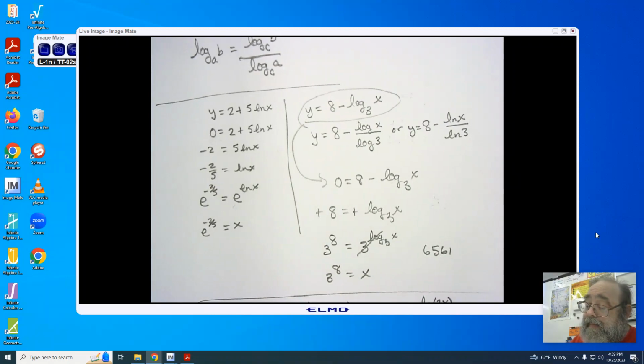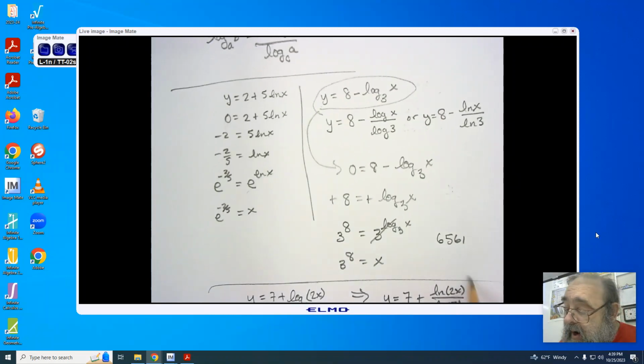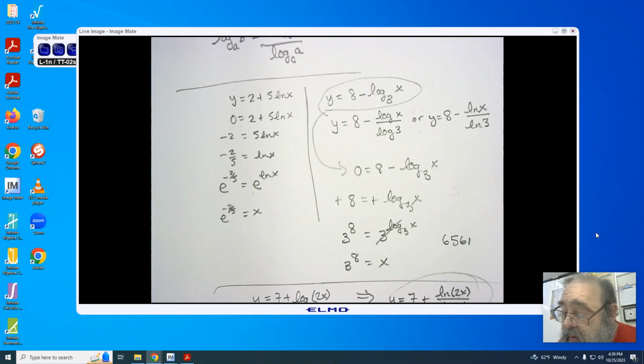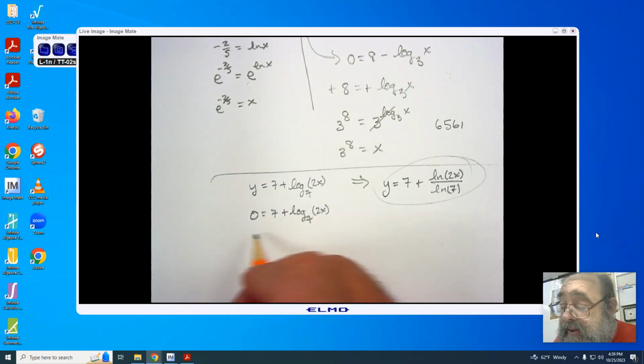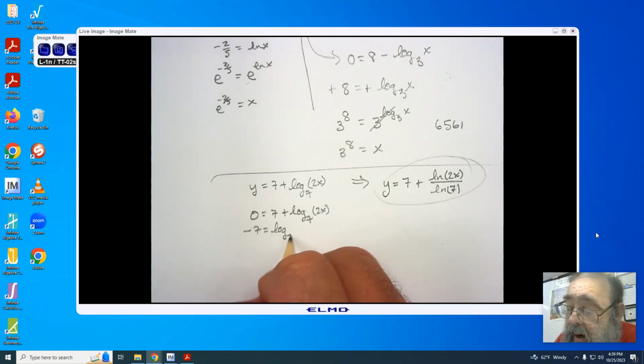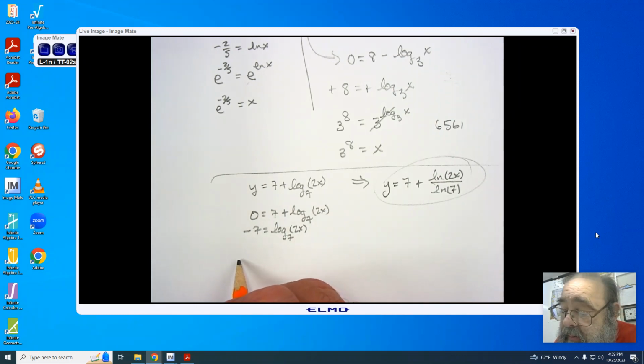And I get that. So if I find my x-intercept that way, or option B, we go 0 equals 7 plus log base 7 of 2x. I'm going to subtract 7 from both sides. Beware, anybody can make a silly mistake, so don't get frustrated if you do.